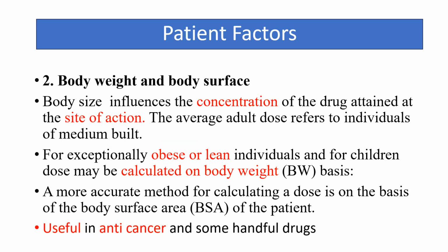The second factor is body weight and body surface area. Body size influences the concentration of the drug attained at the site of action. The average adult dose refers to an individual of medium build. For exceptionally obese or lean individuals and for children, the dose may be calculated on the basis of body weight. A more accurate method of calculating dose is on the basis of the body surface area of the patient, but it is useful in anti-cancer chemotherapy and some handful of drugs.